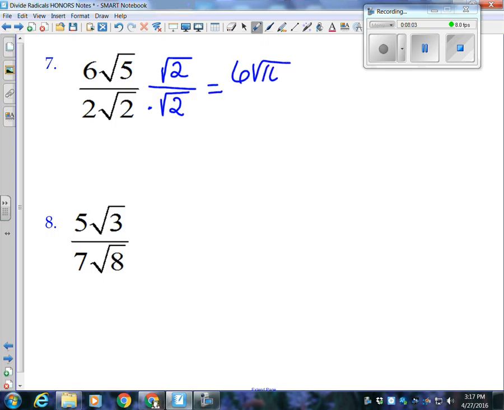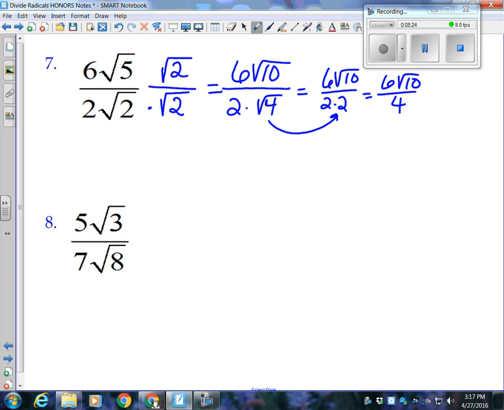6 with the square root of 10, over 2 times the square root of 2. When I multiply 2 times the square root of 2 times the square root of 2, that's the square root of 4, a perfect 4, which comes out as a 2. So I get 6 square root of 10 over 2 times 2, because that's what it gave me. 6 square root of 10 over 4.